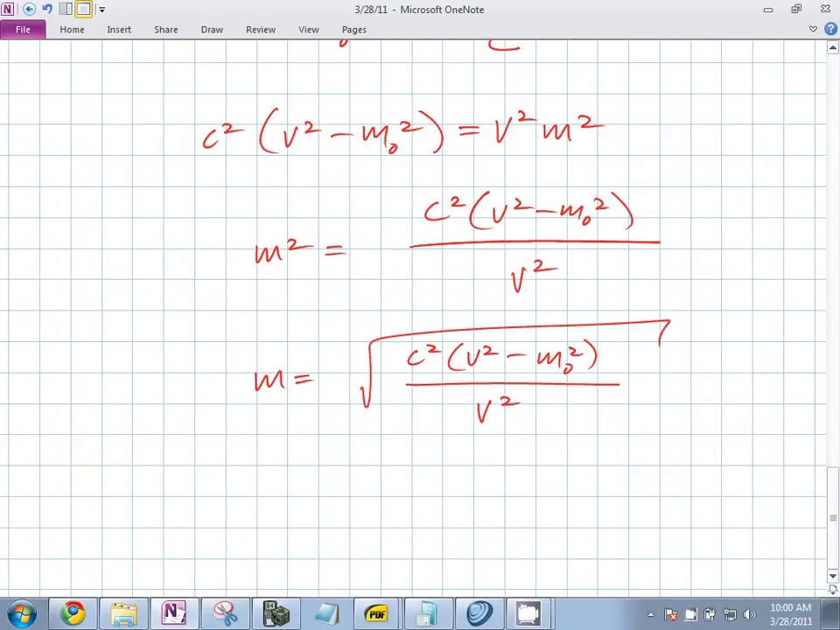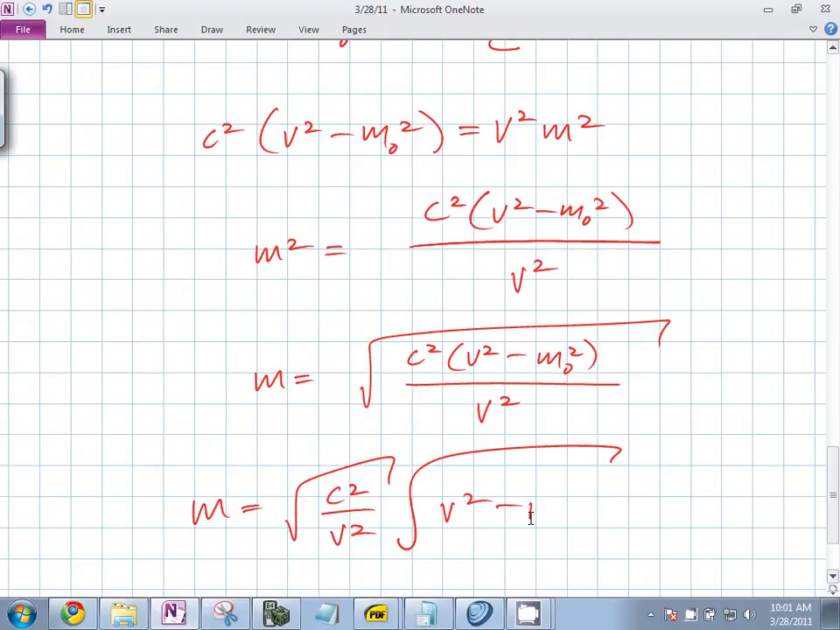You could do exactly what I just said. You can break this apart into two things. You can make it m is equal to the square root of c squared over v squared times what? Minus m naught squared. Remember square roots, everybody? Right? Do you see what I did there? Because if you multiply the two things underneath the radicals, you get the same thing that's right here.